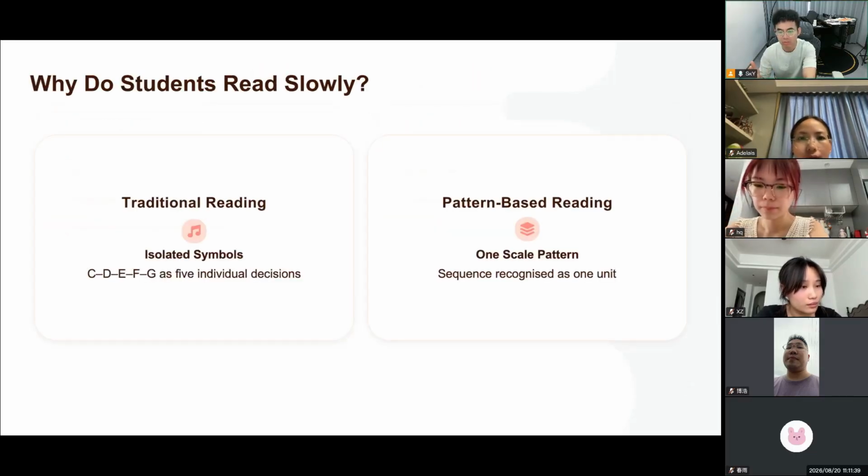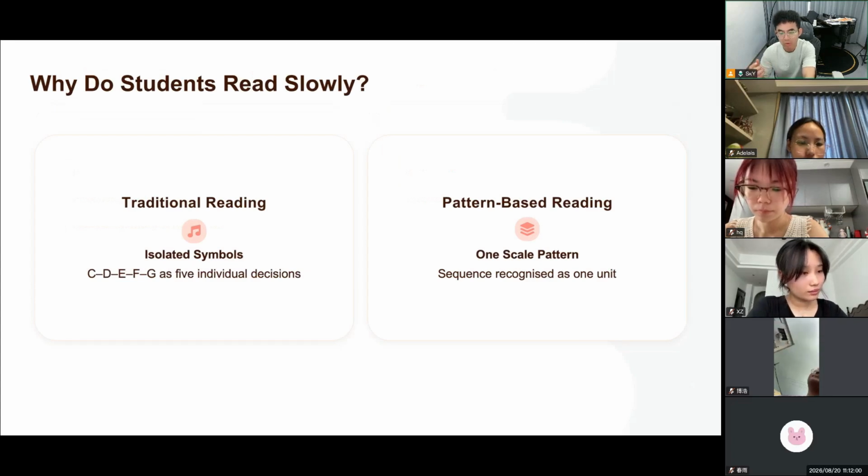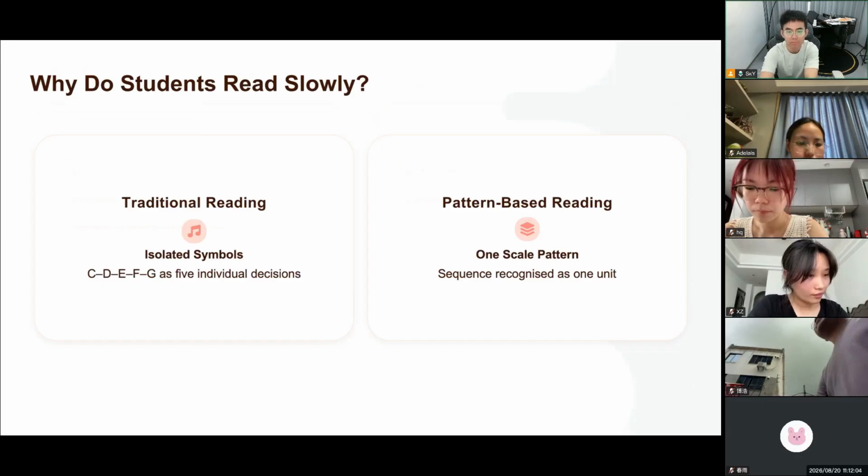Why do students read slowly? Many students read like this: C, D, E, F, G. They think, what is C? Where is D? Where is E? Every note becomes a separate task. But experienced readers see one meaningful unit. For example, C, D, E, F, G. It's not 5 separate notes. It is a pattern.